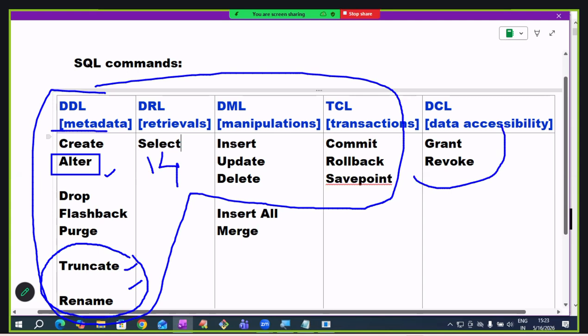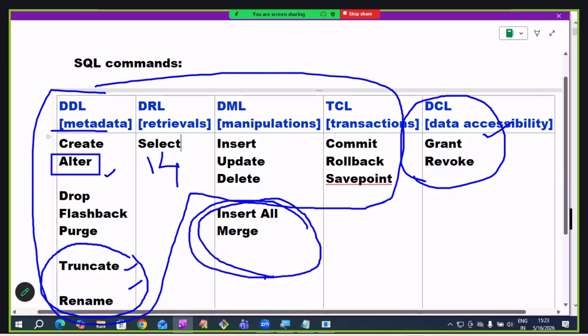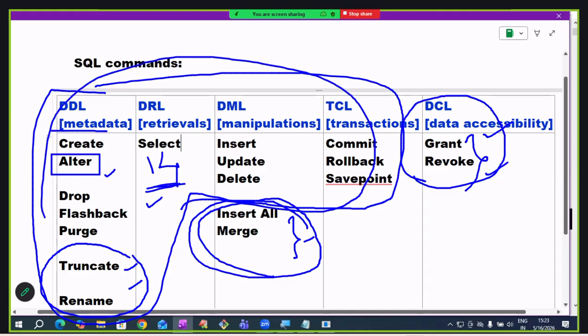Grant and revoke, I cover later, at the end of module 1. Insert all and merge also, at the end of the module, I cover them. As of now, knowledge of these 14 commands is enough. This I definitely cover, sir, at the end of module 1, after getting some more grip on Oracle. Easily you can understand them then. As of now, knowledge of these 14 commands is enough to move further.